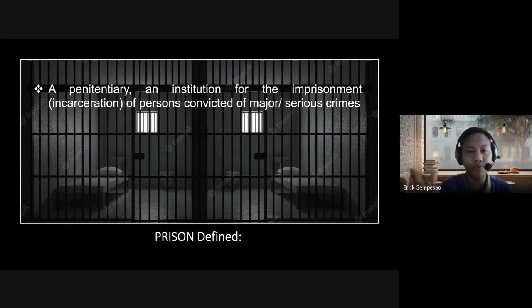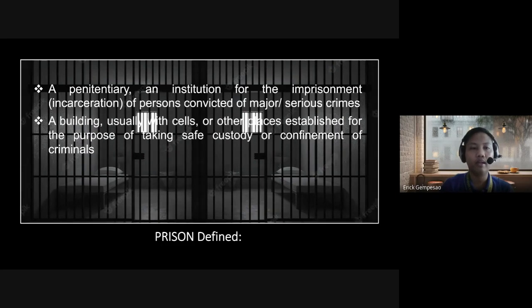Okay, so the first definition is very limited, limiting only to those persons convicted of heinous crimes like murder, rape, treason. Those crimes are heinous crimes. So those convicted of those crimes are said to be imprisoned, according to this definition, in prison.